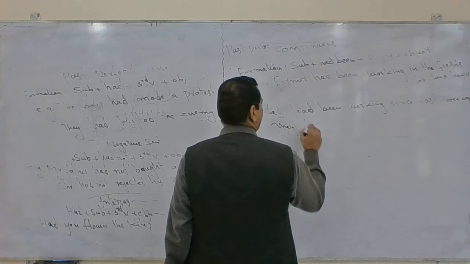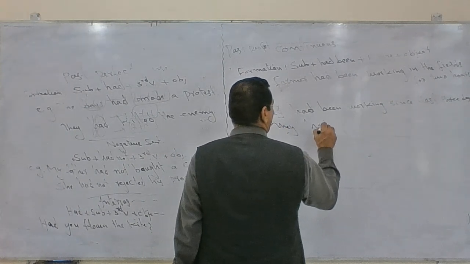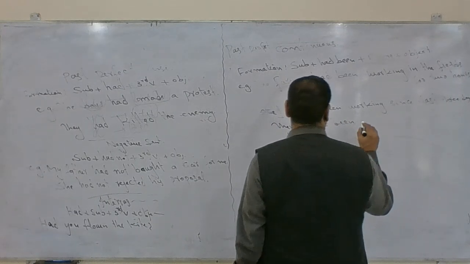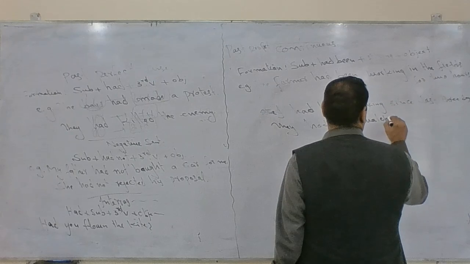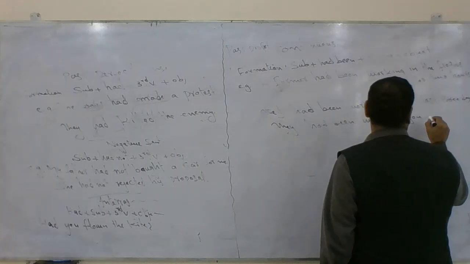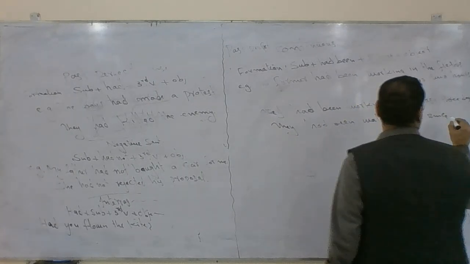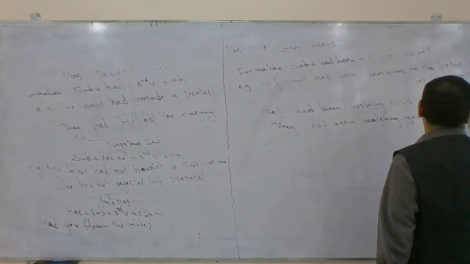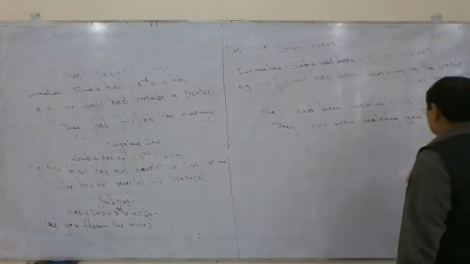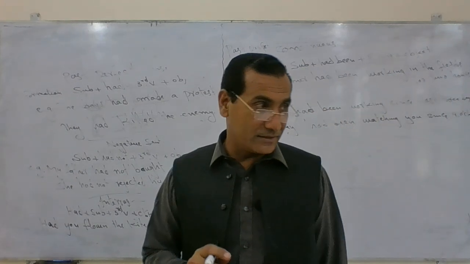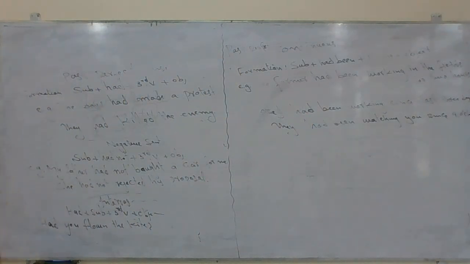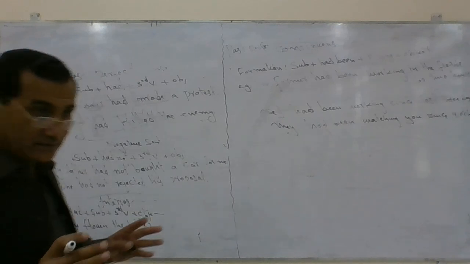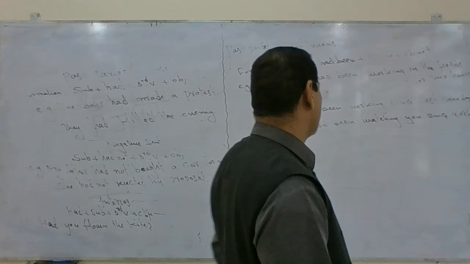They have been watching you since 9 o'clock. अब 9 o'clock के साथ since किस वजह से करिए कि पॉइंट ऑफ टाइम नोन है, एग्जैक्ट टाइम दिया गया है, एग्जैक्ट टाइम को मेंशन.